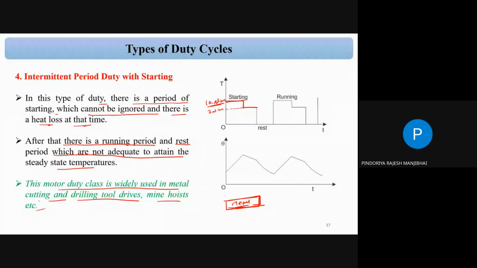Okay. So that is a metal cutting application, drilling tools, and everywhere we can use this type of duty. That is an intermediate periodic duty cycle with the starting.